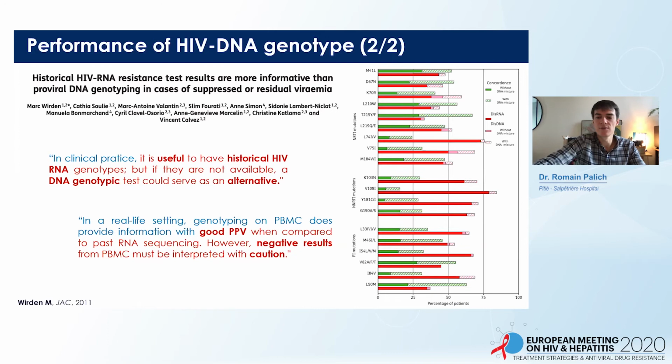The second study conducted by Mark Virdon had the same conclusion. So today, most teams agree that in clinical practice, it's more useful to have historical RNA genotypes. But if RNA genotypes are not available, a DNA genotype could be an alternative. Indeed, DNA genotypes seem to have a good positive predictive value when compared to past RNA sequencing, but negative results from PBMC must be interpreted with caution.